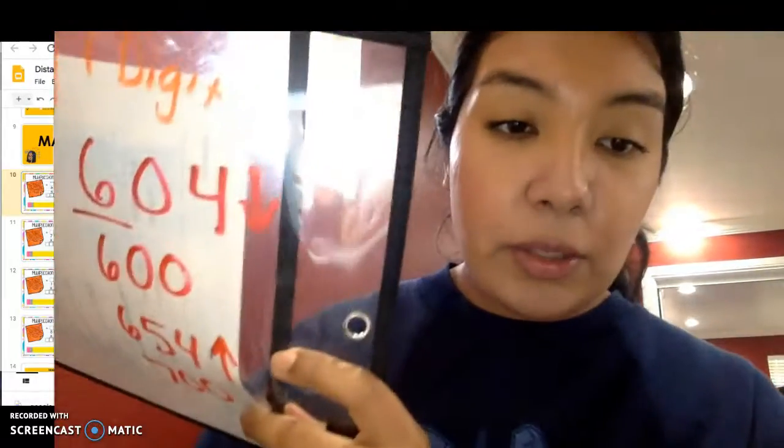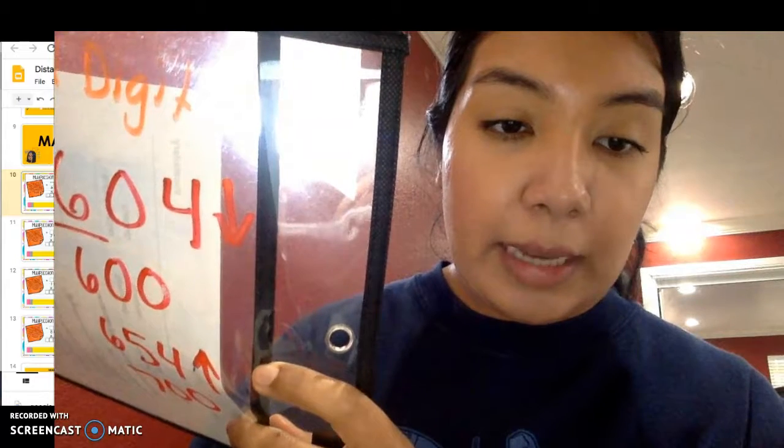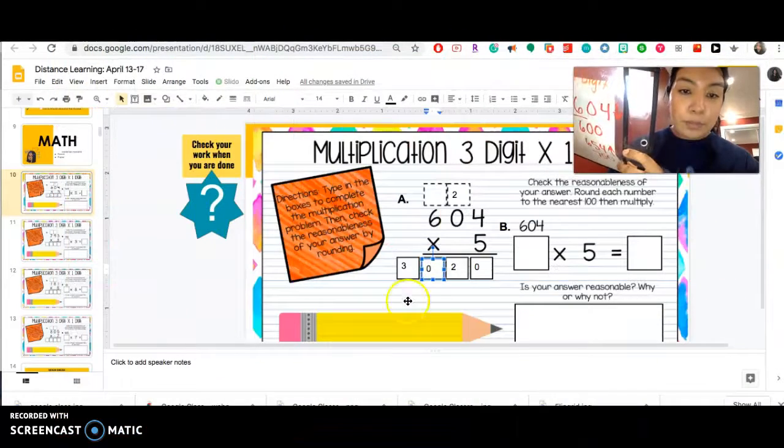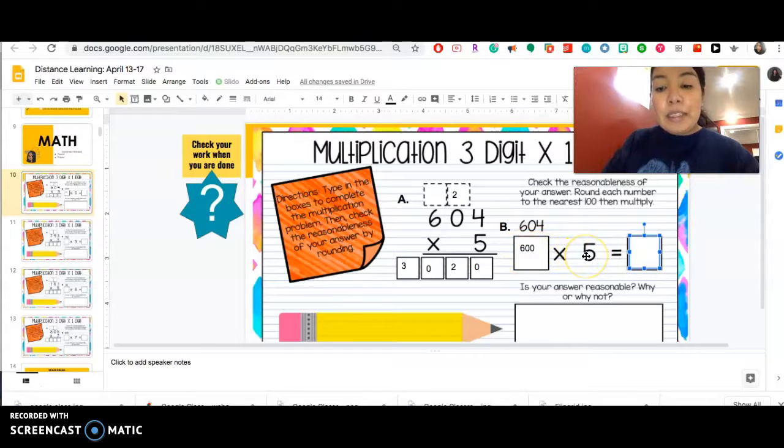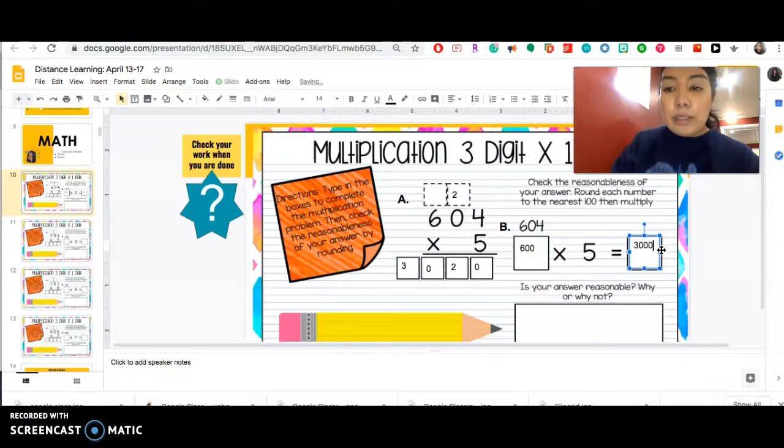So let's go back to your slides. Okay, so 604, we rounded it, and we ended up rounding down, which turned it to 600. So now 600 times 5. I know that 6 times 5 is 30. How many zeros do we have next to the 6? We have 1, 2. So I'm going to add 2 more zeros.